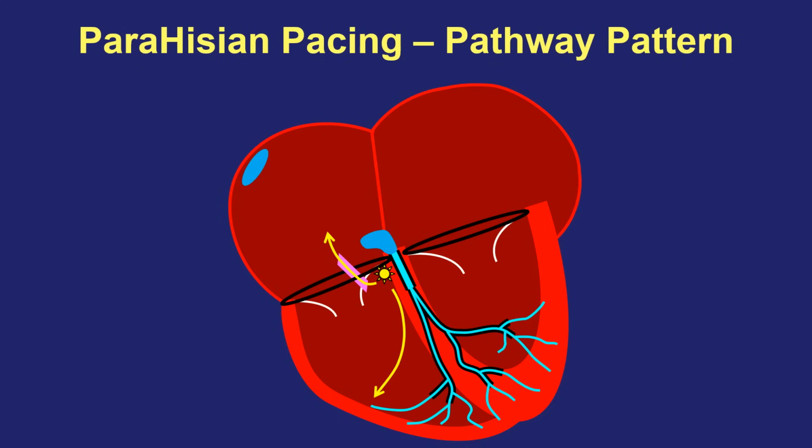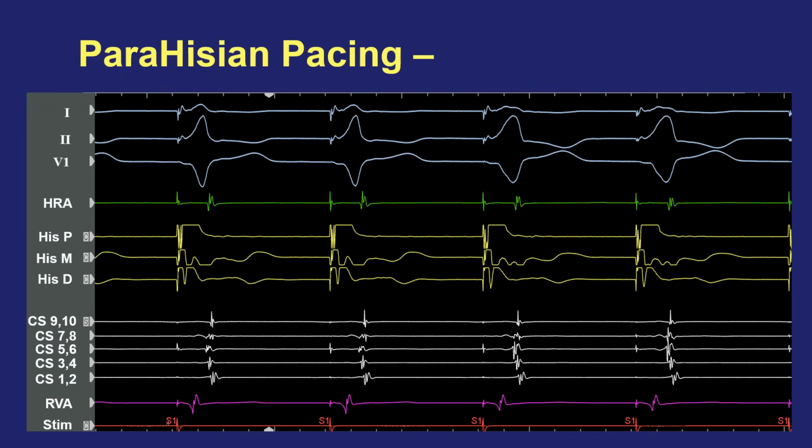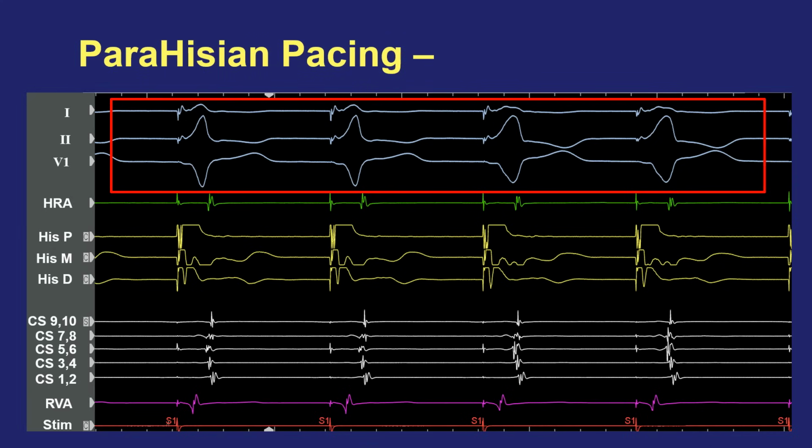Let's look at this in a real-life example. Here are 4 beats, as is my preference, and let's look at which ones capture the His and which ones don't. In this case, the 2 that capture the His that are narrower are the 1st and 2nd beats, and then as we came down on the pacing output, we lost His capture, as indicated by the widening of the QRS on the 3rd and 4th beats.